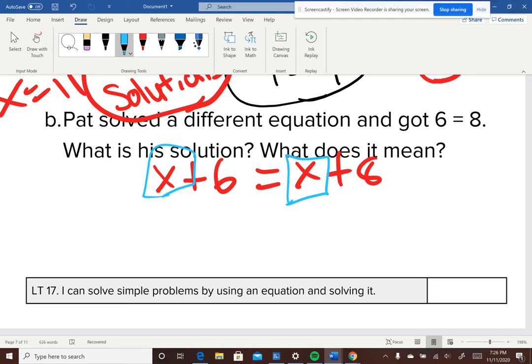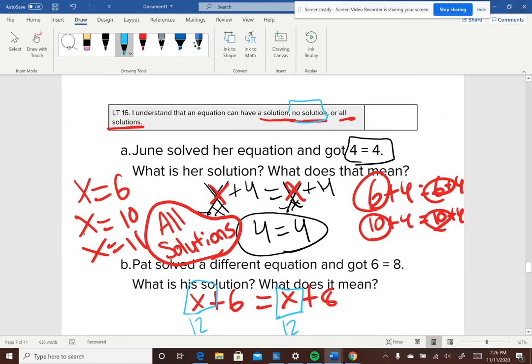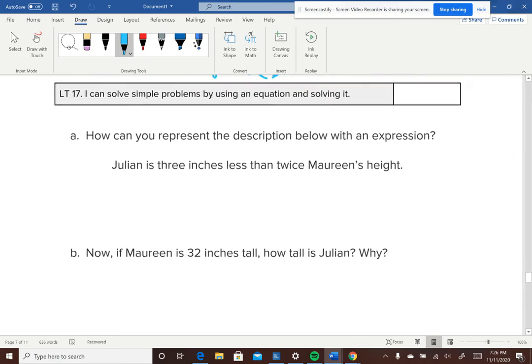the other side. Meaning if I put in 12 for x here and 12 for x here, 12 plus 6 is going to give me 18, and 12 plus 8 is going to give me 20. And we know that that is not true. And so in this case, we do not have any solution. All right, so we go to no solution, final answer, and move on to 17.